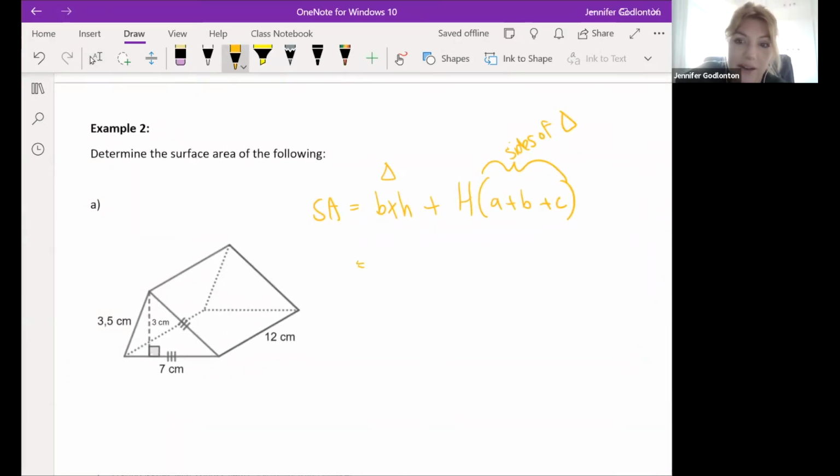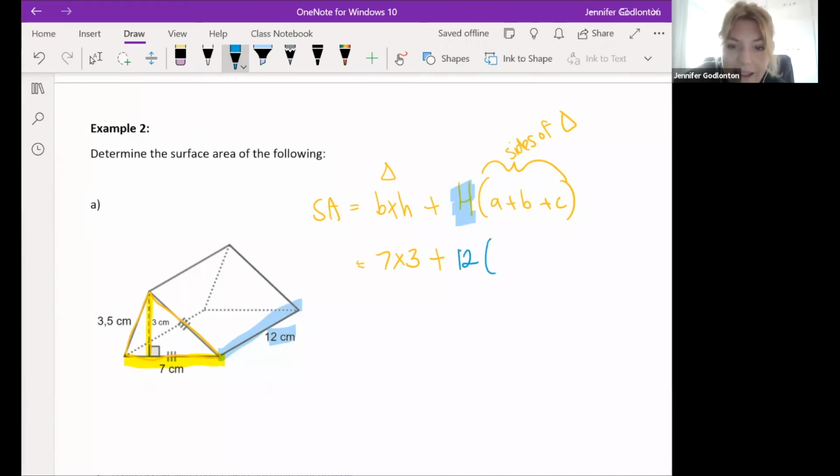Okay, so let's have a look what that means. The base and height of my triangle, that's looking at this triangle over here. So that would be my perpendicular height, and my base would be 7. So we're going to say 7 times 3 plus, for our big height of our shape, that's this one. It's the length of the shape. So the big height of the shape is 12.